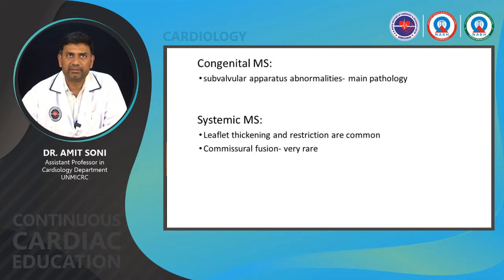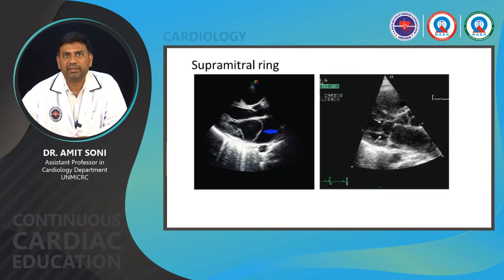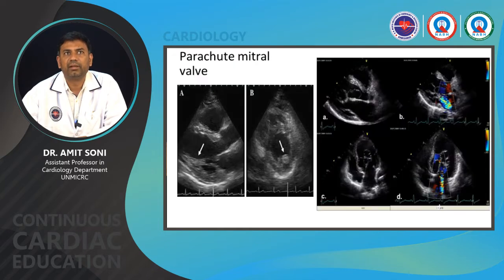Congenital MS: subvalvular apparatus abnormality is the main pathology. In systemic MS, leaflet thickening and restriction are the most common, and commissural fusion is very rare. Supramitral ring, this is how it looks like. Parachute mitral valve: you can see that there is one single papillary muscle, and this leads to mitral stenosis and mitral regurgitation both.